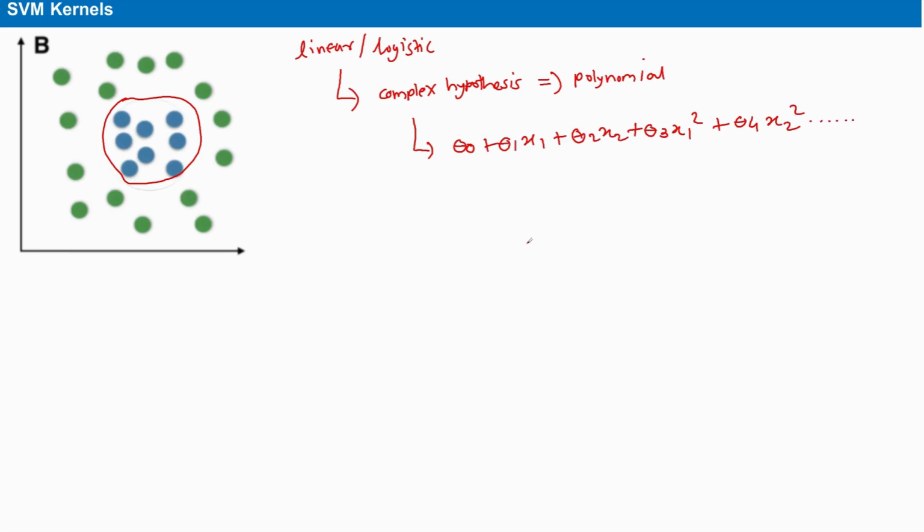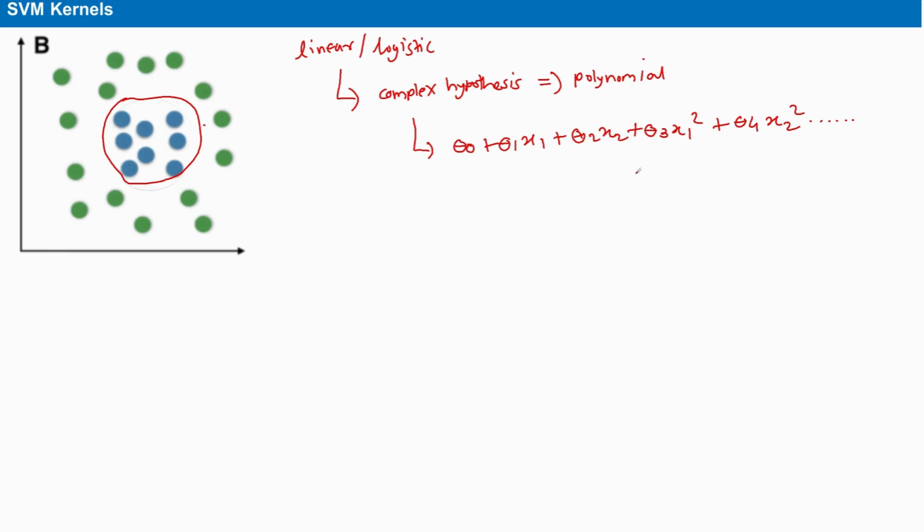If I use such polynomial terms, then only can I get this non-linearity. The disadvantage of this is that in order to achieve this non-linearity, the logistic or linear regression model will try to produce some other n number of features, like taking the polynomial terms of x1 square, x2 square, or cubic or quadratic. Actually it will try to create some additional features.